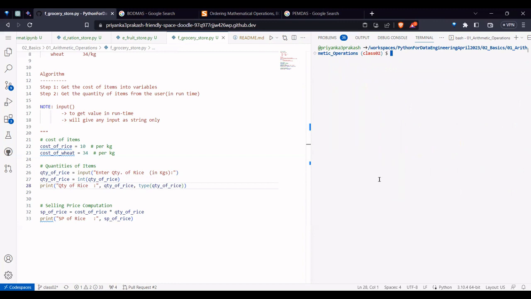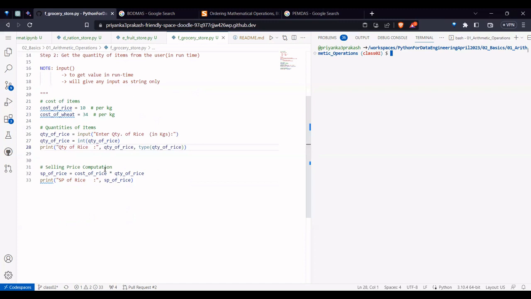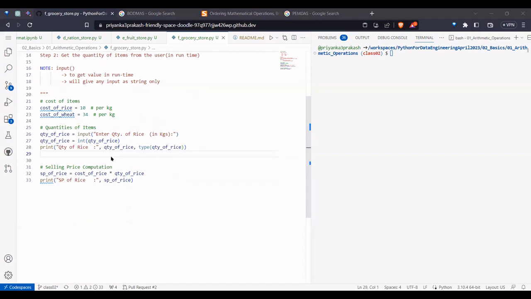There is a better way of doing intelligence here, using the eval built-in function. It will understand, but that is not a good practice. That's why I don't even want to tell you that option. So hope you understood what the problem is and what the solution is. Input is for taking any values at runtime, and you can rely on it with conversion.